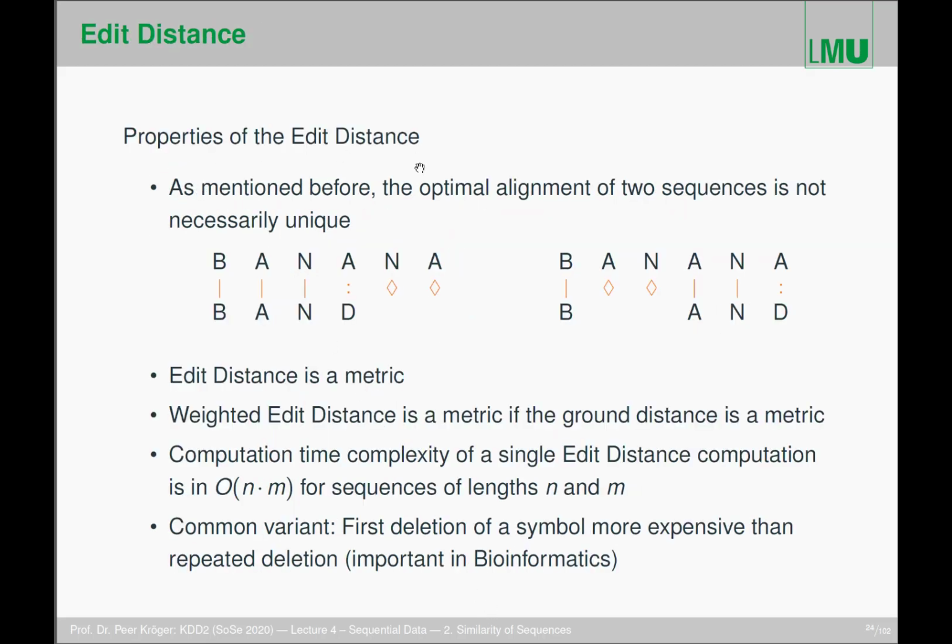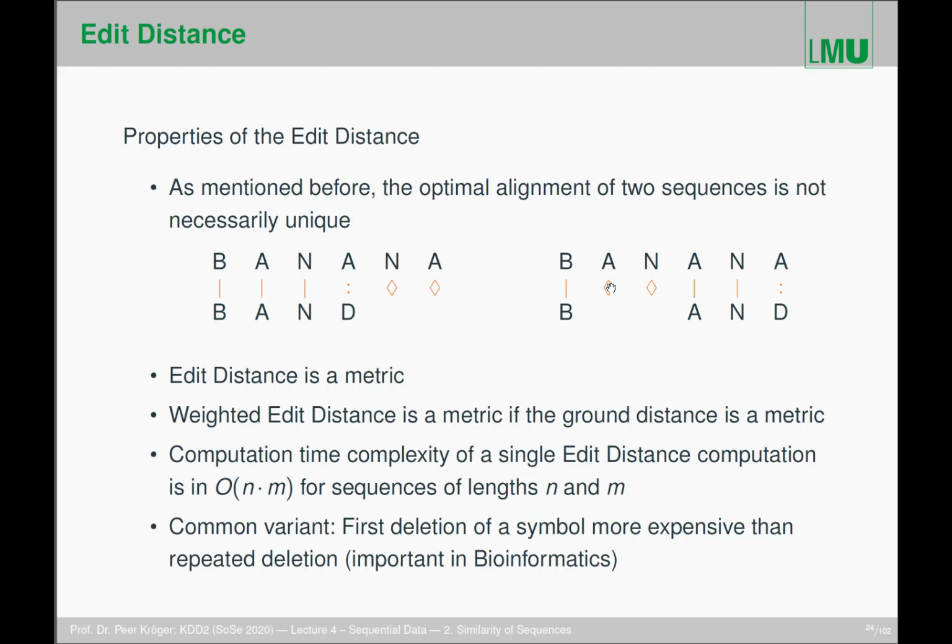Here are some properties of the edit distance. The optimal alignment of two sequences is not necessarily unique. We talked about that before. So here you see banana and band, and you see that we have multiple alignments that have as cost 3. Here a substitution, and here 2 deletions, and 3 matches, so the edit distance is 3 here. In this case, again, we have 2 deletions and 1 substitution. The rest is a match, which is also 3. And you'll probably not find a better alignment of banana and band. So in that case, you see that the optimal alignment is not unique.